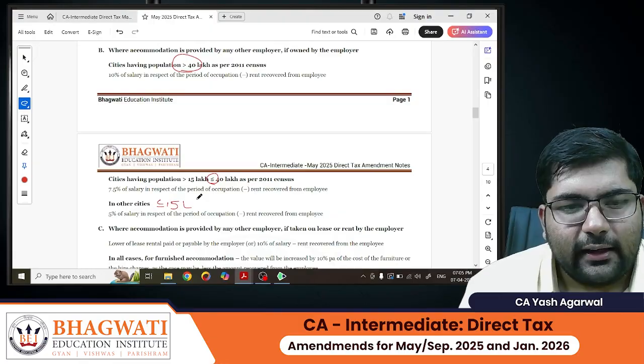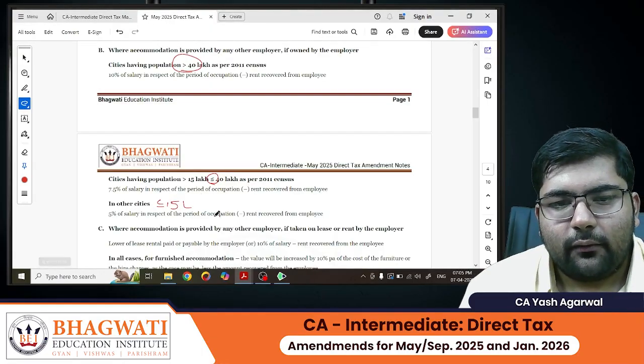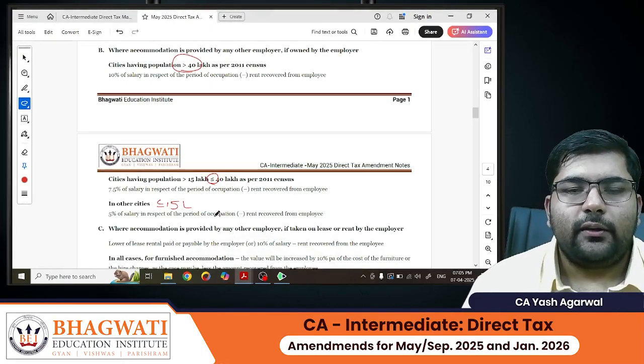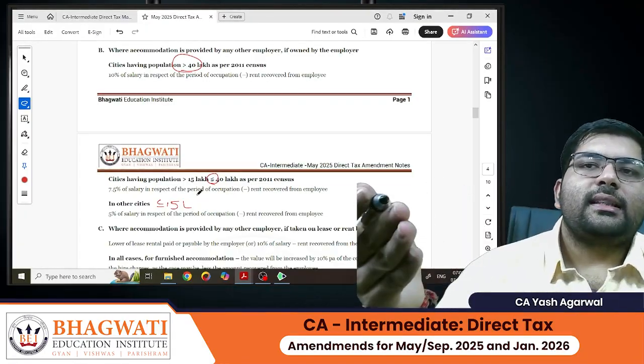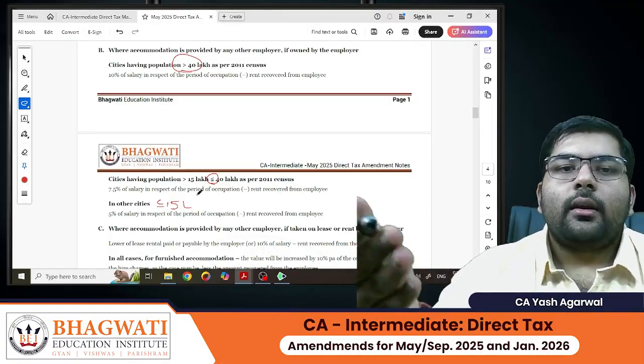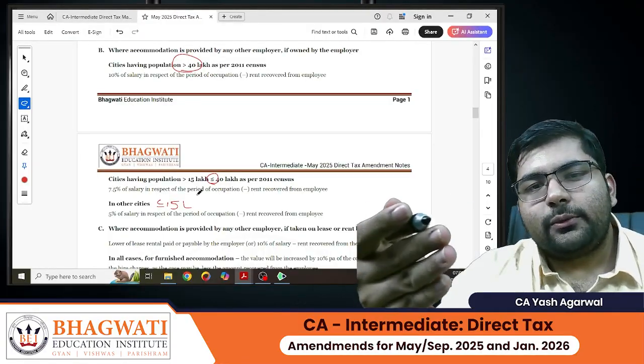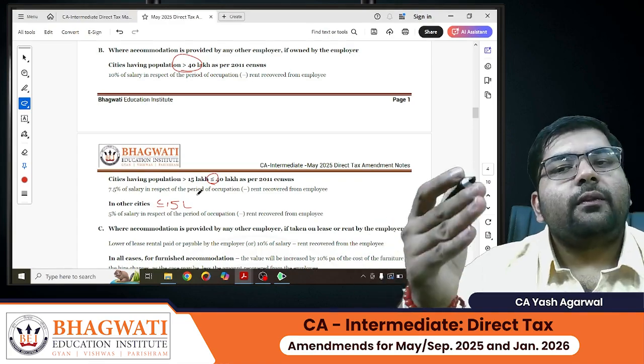Up to rupees 15 lakh, 5% of the salary for the relevant period would be considered as value of the perquisite. There is no point in us going back and discussing what was the old limit, the population was different or the percentage was different or what amendment has happened. If you remember it, very good.